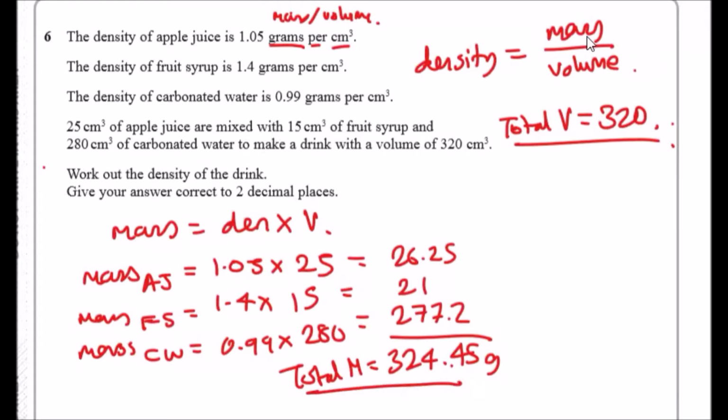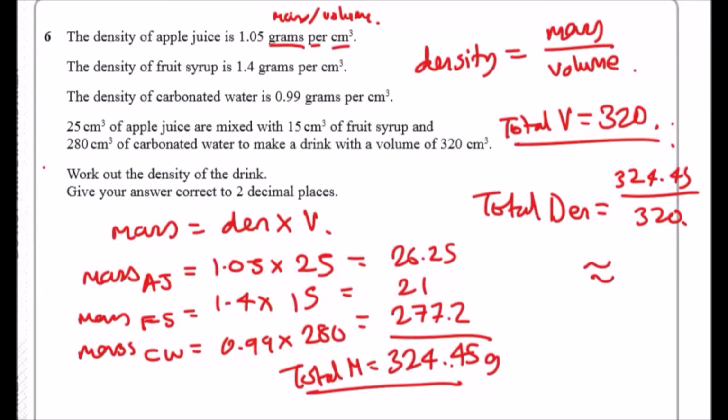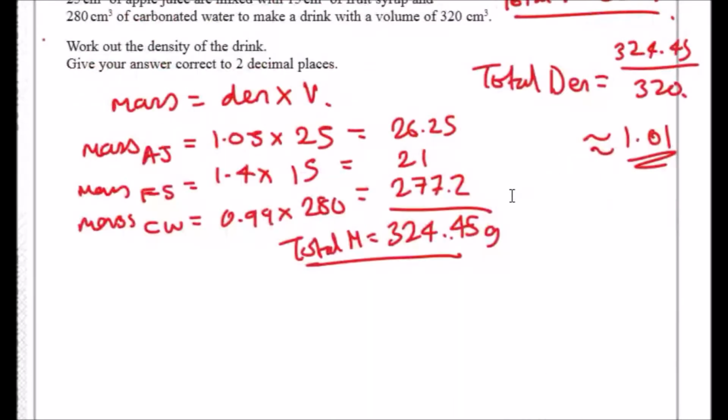Now we just use the formula again. Density is mass over volume. So the total density is going to be the total mass, which is 324.45, over 320. Putting this in your calculator, you should get an answer roughly equal to 1.01 grams per centimeter cubed. Whew, not bad. This one is a bit lengthy, but doable.